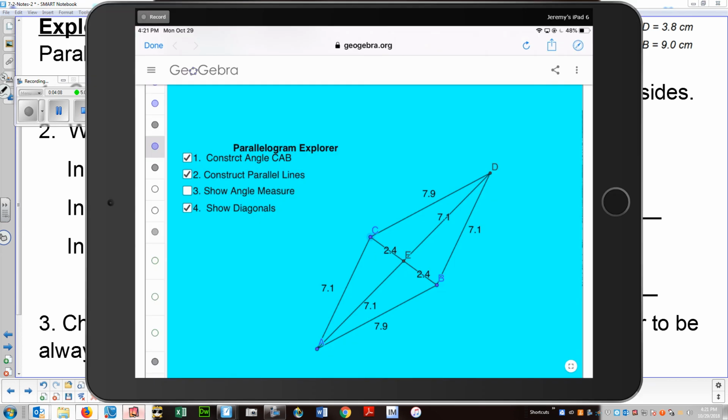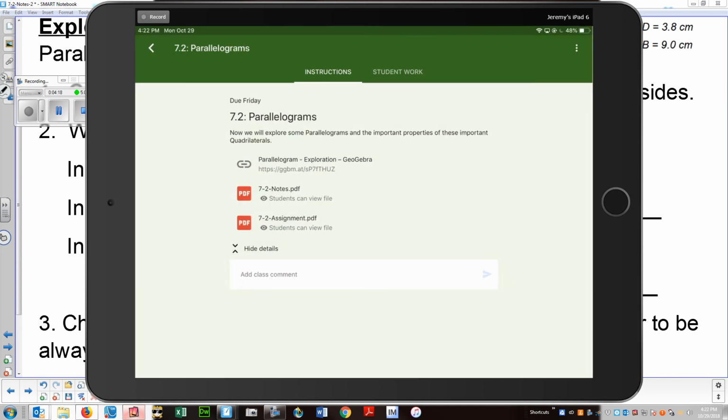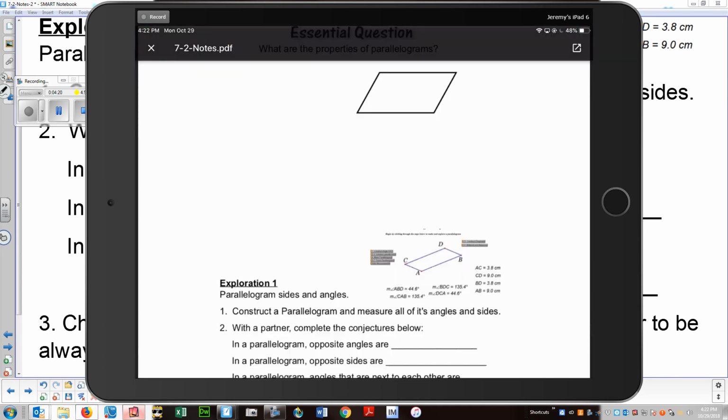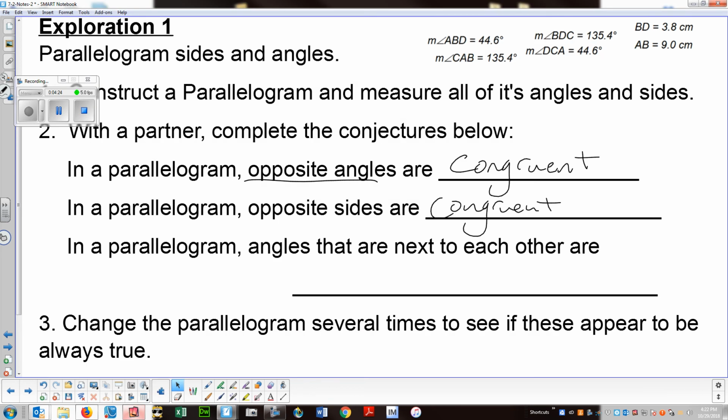You can hit done right at the top there and go open up your notes. Let's jot some of this down and see how it works. Okay? So hit done. Go back to your notes. Open those notes up. And let's jot some of this down together. See what we can make of it. When you get to your notes, go ahead and go to the bottom of the first page there, and we'll jot these down. Opposite angles are congruent, opposite sides are congruent, and the angles that are next to each other are supplementary.